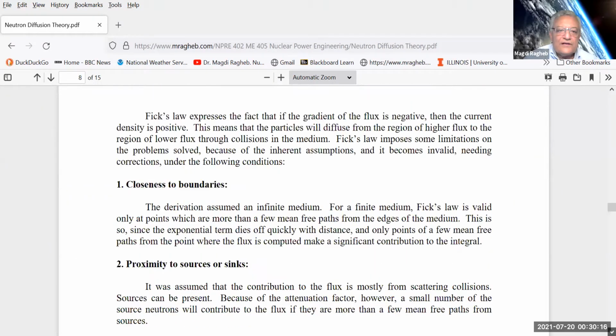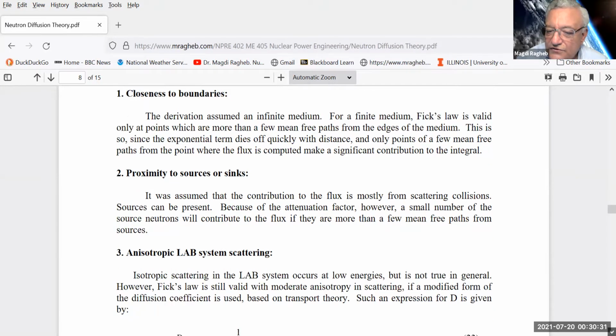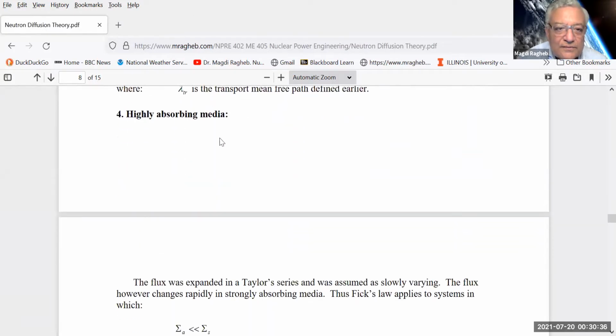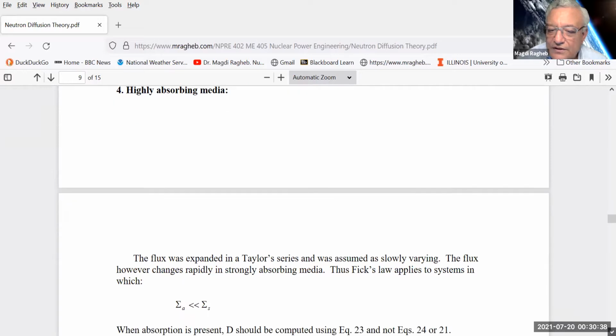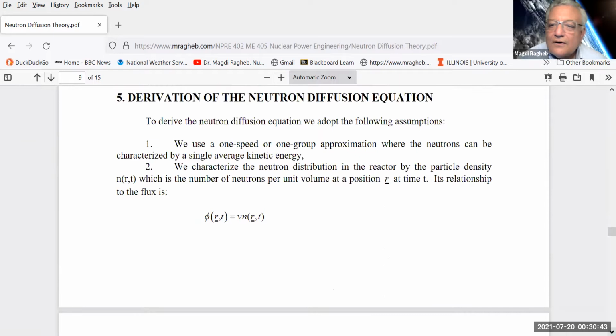Diffusion theory basically does not apply close to boundaries. It doesn't apply when you're close to sinks or sources, like very close to the fuel, or if you have anisotropic scattering, meaning that the probability of scattering in any direction is not the same. And it also does not apply in a highly absorbing medium. In that case, we have to go to the more advanced transport theory. However, it is very useful for the design of our existing nuclear reactors and shields against neutrons of low energy.